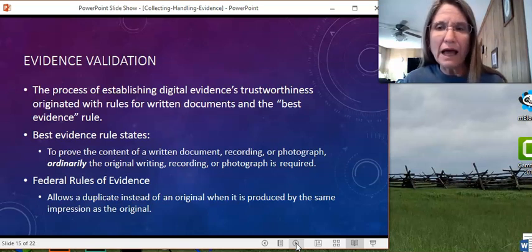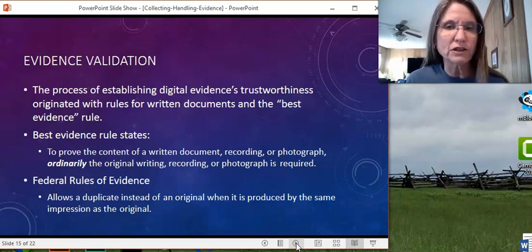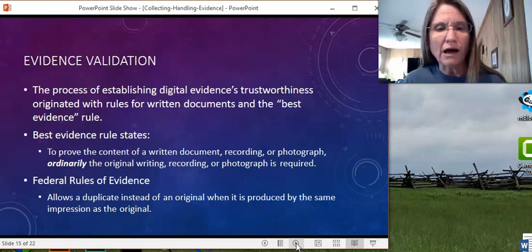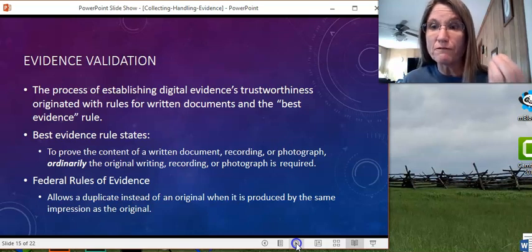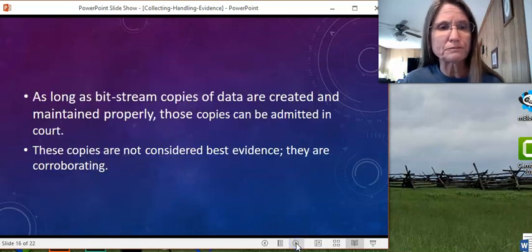But as we've moved more and more into the digital arena, the federal rules of evidence have allowed duplicate data to be used as evidence, and you can see the exact wording is when the duplicate is produced by the same impression as the original. And you might say, well, what does that mean? So it was stamped out of the same form as the original.